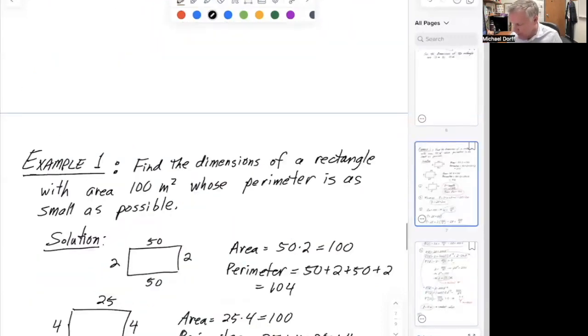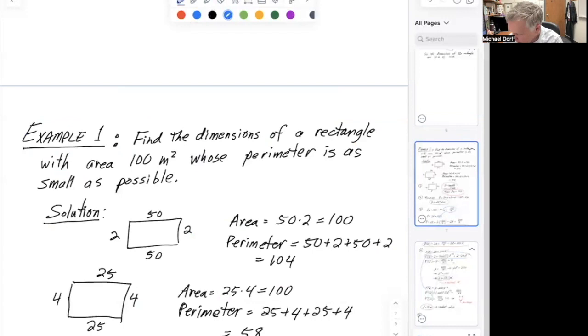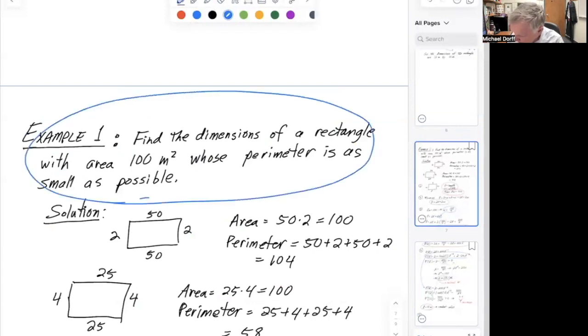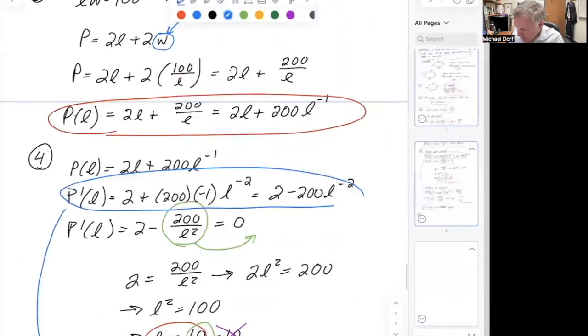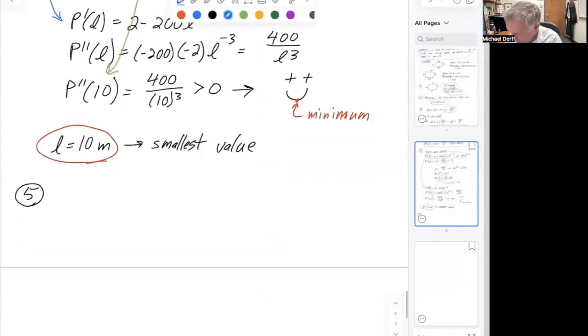What was the original question? The original problem here, circled in blue, says find the dimensions of a rectangle. So we found one side, the L, but we need to find out the W. Well, remember, we had L times W equals 100, which meant that W was 100 over L. And that's what we used earlier in the problem. Now that we know what L is, we can solve for W.